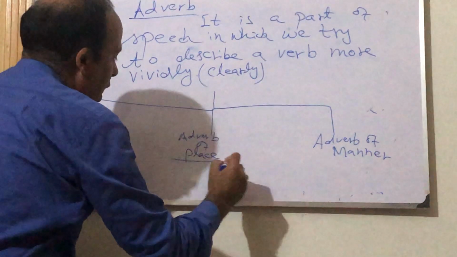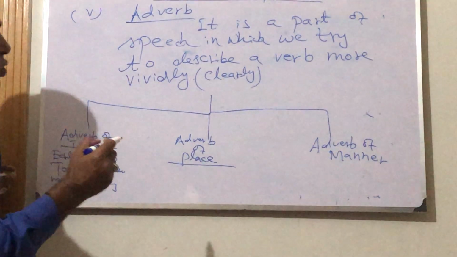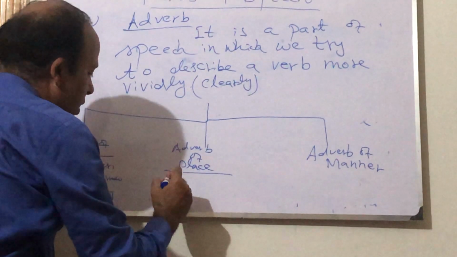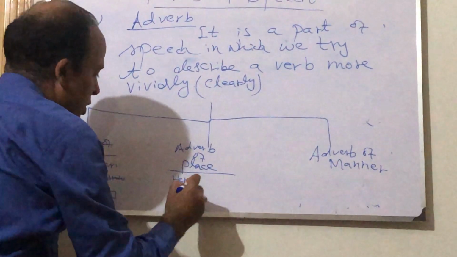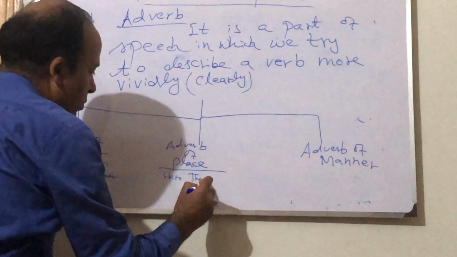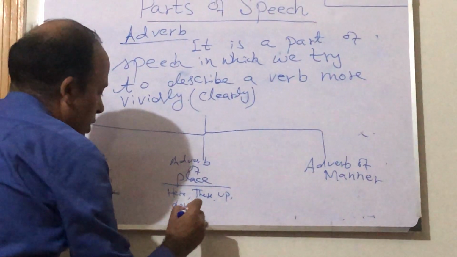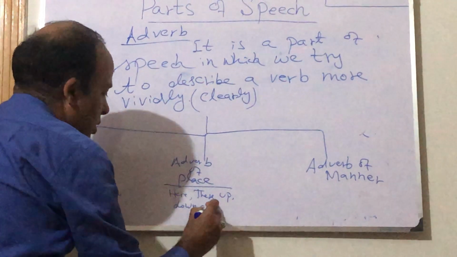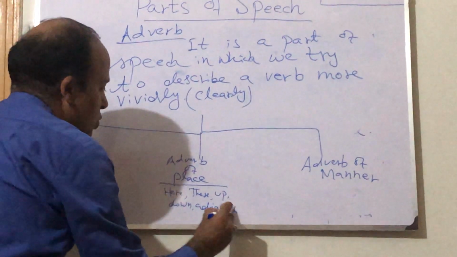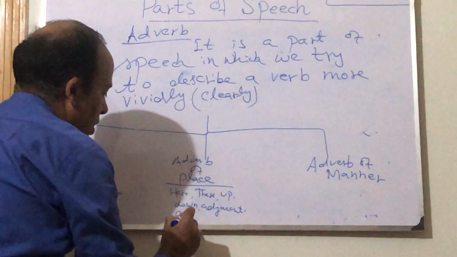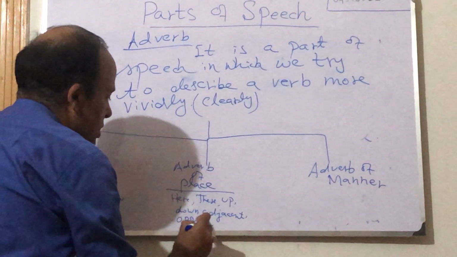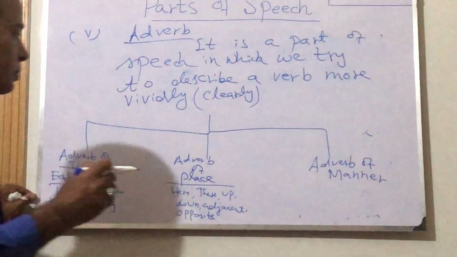But when it comes to adverb of place, all those words which are associated with certain place, like here, there, up, down, adjacent, opposite, adjacent to, opposite to, sometimes we say these words, all these are adverbs of place.